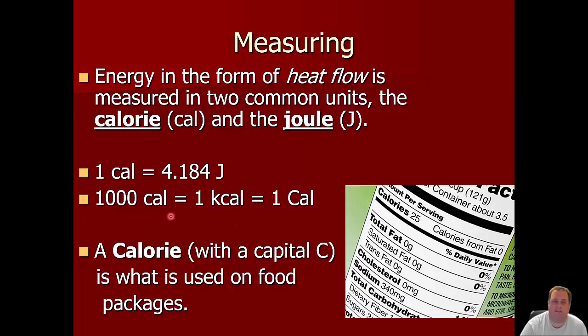So a food calorie and a chemistry calorie are different by a factor of 1,000. A food calorie is really a kilocalorie. So when you see your Snickers bar has 250 calories, that's really 250,000 chemistry calories. So keep that in mind. We'll try not to confuse you with this capital C. We try to point it out a little bit. It should have better terminology, but we tend to focus more in our chemistry class just on the chemistry calorie and the joule.